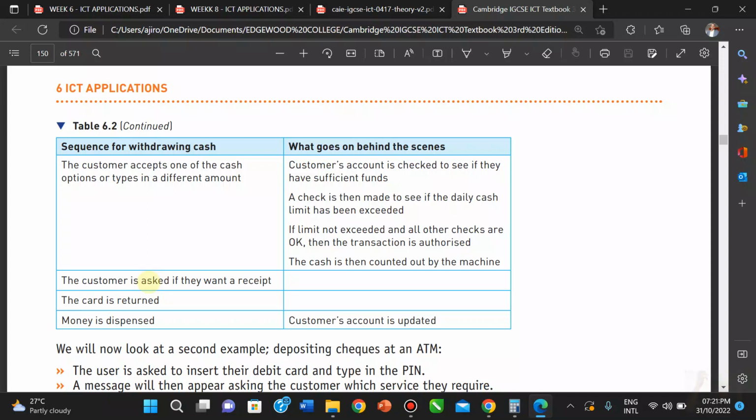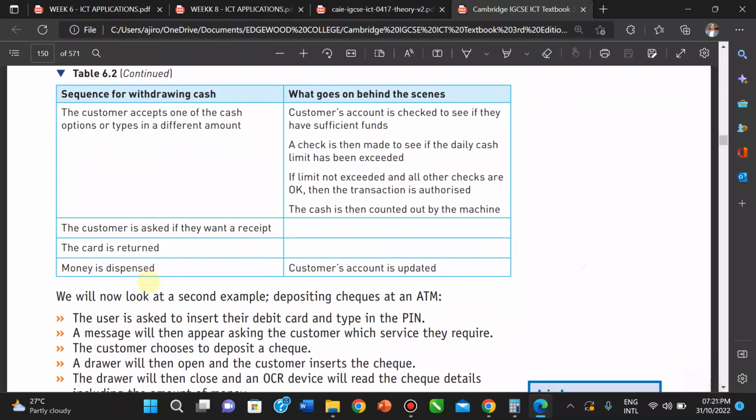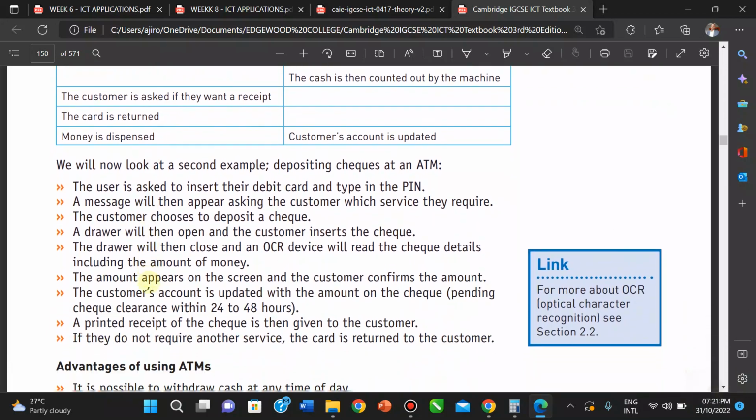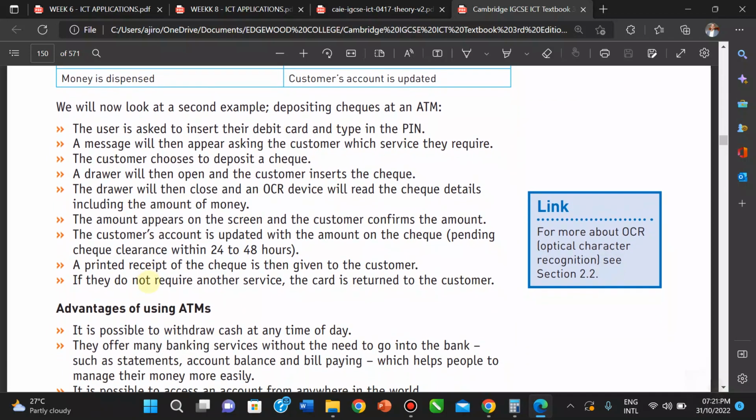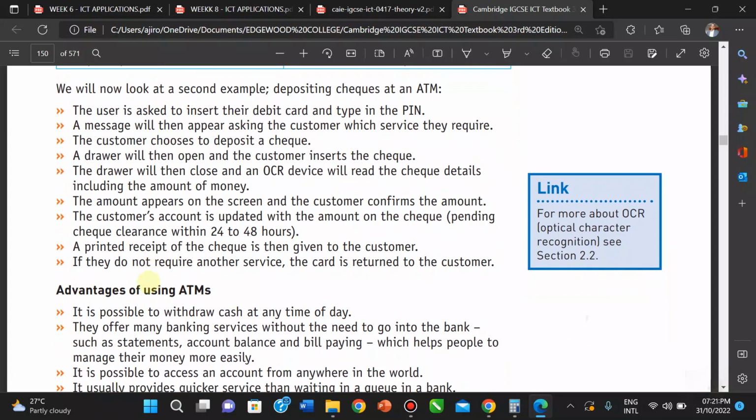Or whether you want the receipt or not, you still have your cash. Do you want to perform that transaction? Yes or no. And if you say no, that means you are done for the day and the card is slotted out for you, and then you can go. Your account balance will now be updated. That is just what happens. It's a simple process.